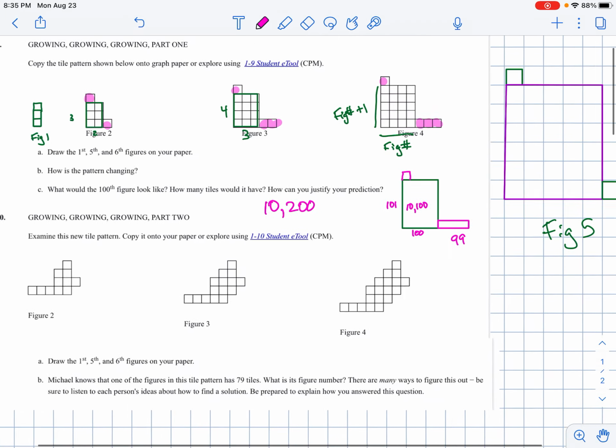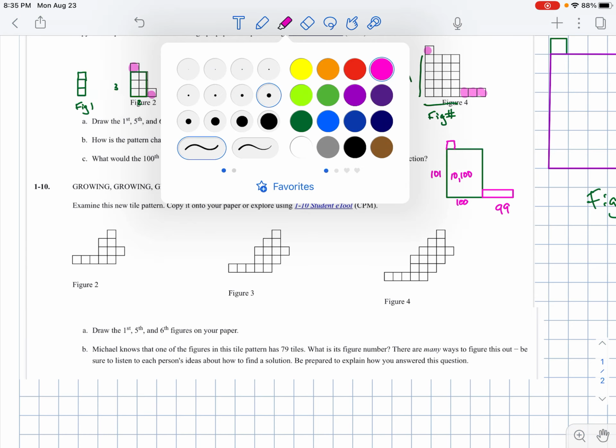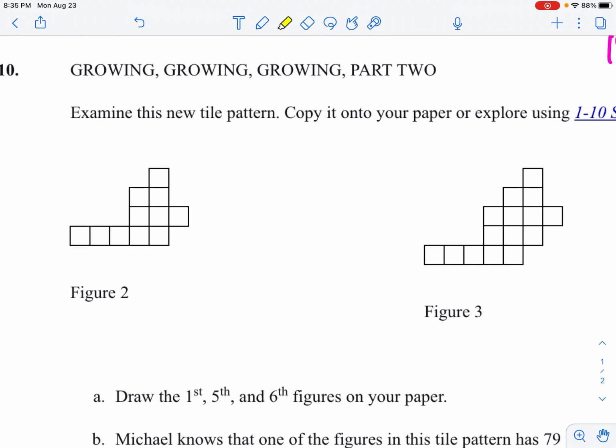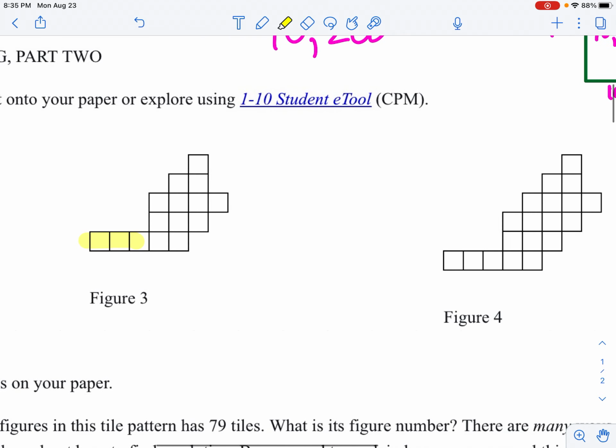All right, well, let's move on to the next one. With this next one, I want to show you a little technique for prediction with the 100th figure number, but we'll get to that in just a little bit. The first part of this would be, I would say, to notice how it's growing just from one to the next. Notice that this tail stays the same. 3, 3, 3, okay?